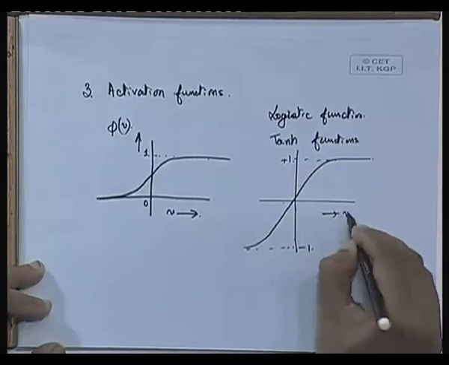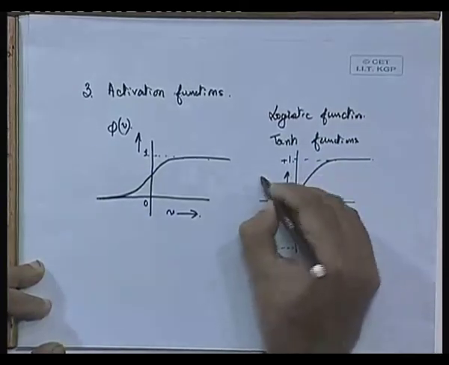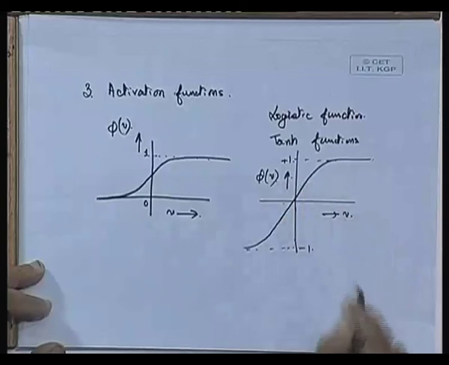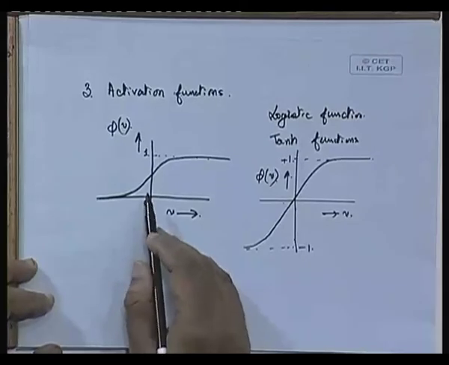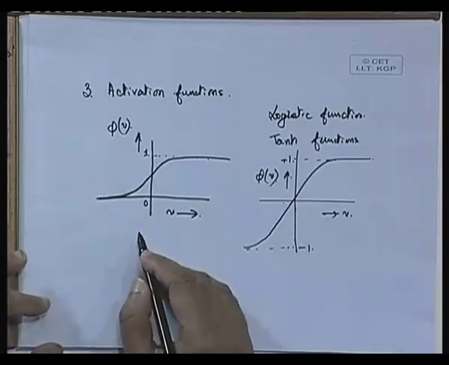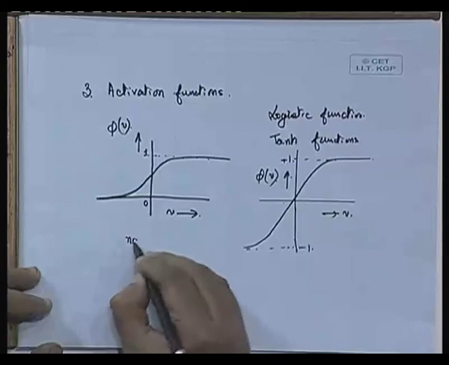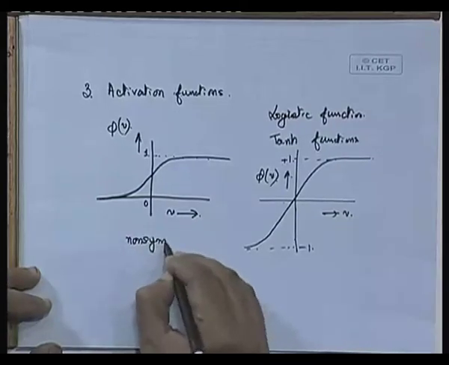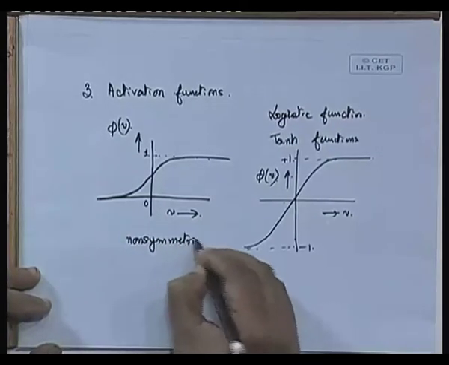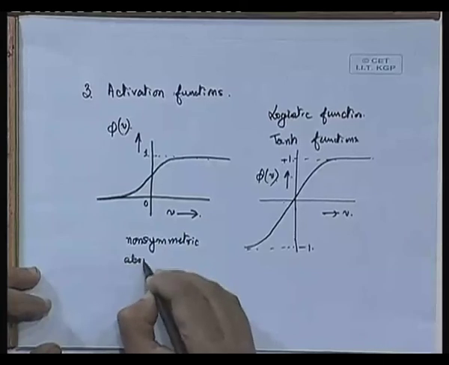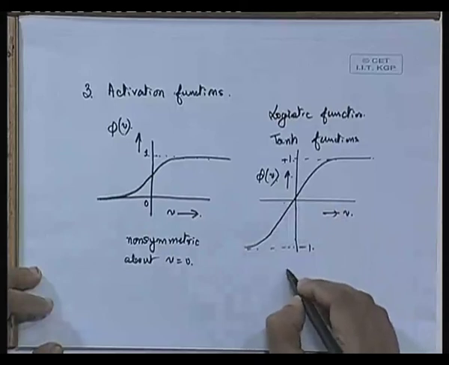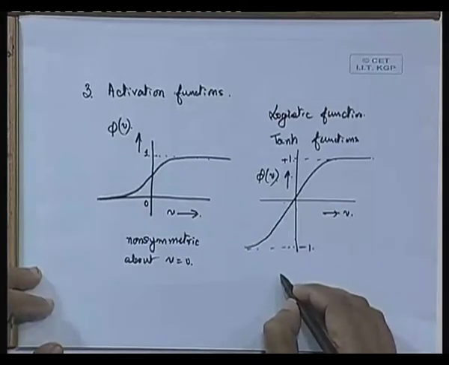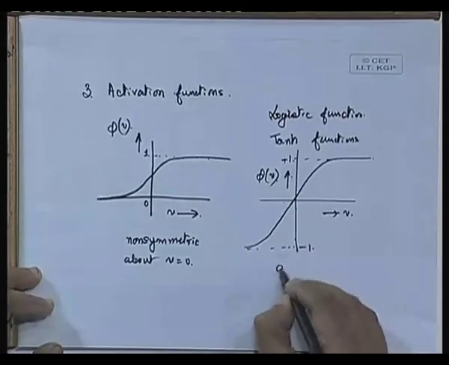So, if this is V and this is phi of V, of the form of tan hyperbolic, then this will be the nature. Here you can see that this function is not symmetric about 0. So this is a non-symmetric function, non-symmetric about V equal to 0, whereas this function is antisymmetric about V equal to 0.